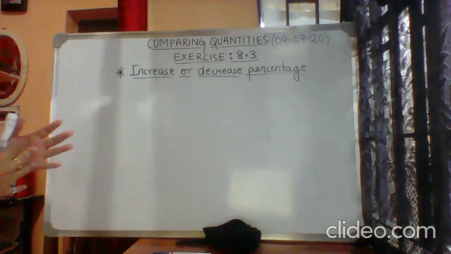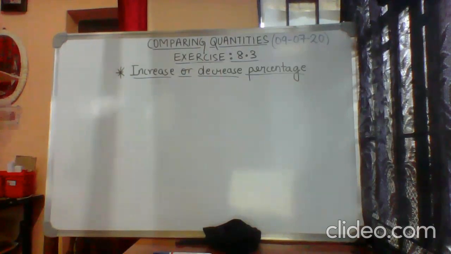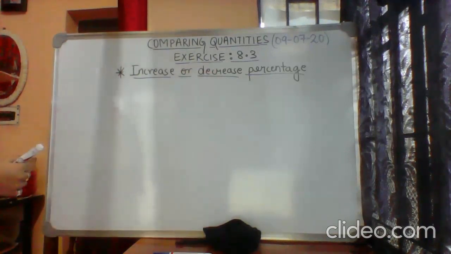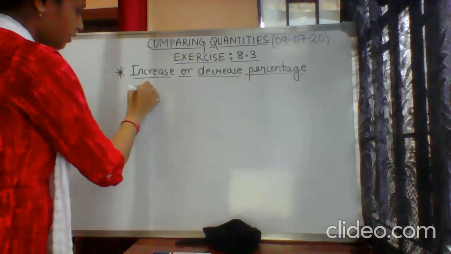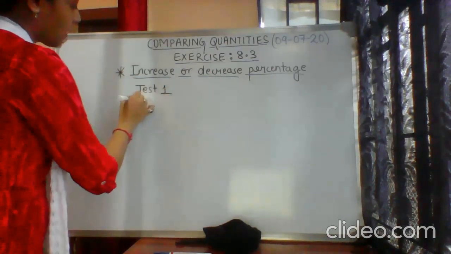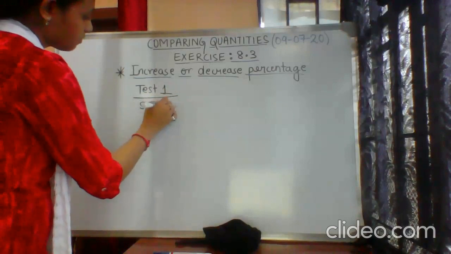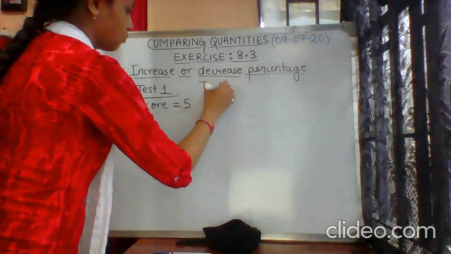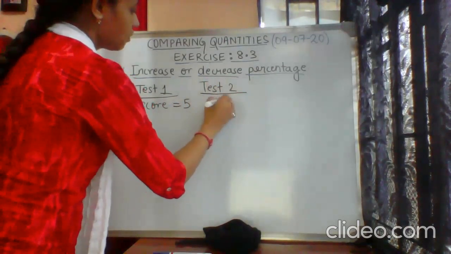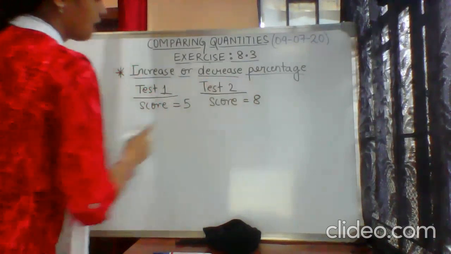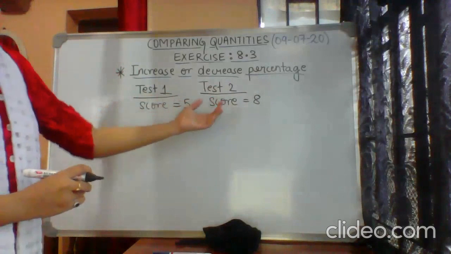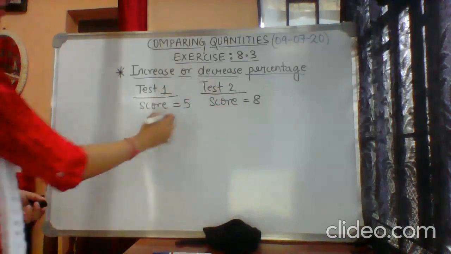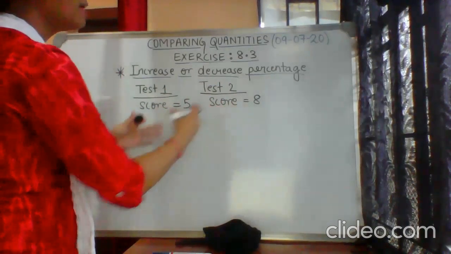So now we are going to do increase or decrease percentage. We know how to find the increase amount, how much increase, how much decrease. We know that one. Take for example, in a test, your score was 5. Okay. In the second test, test 2, your score equals 8. So obviously you can see there is an increase in the score. If your score was initially 8, now 5, there will be a decrease in the score.